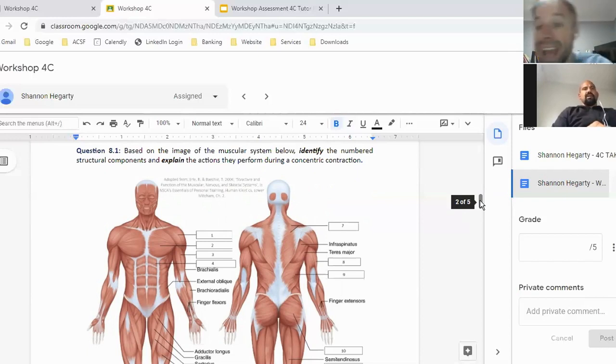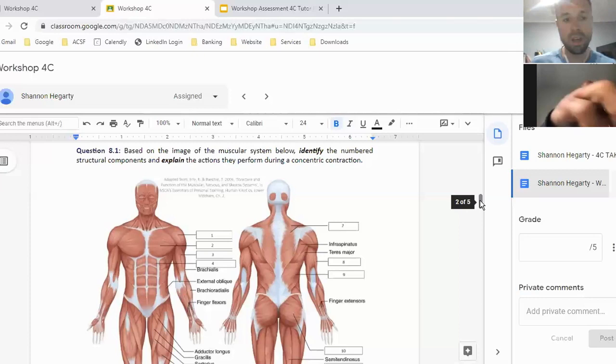Maybe we can think about abduction. Yeah, it would be abduction, so moving the arm out to the side. The anterior deltoid is its prime mover. That's very good. So just write shoulder abduction. You always want to write the joint and then the movement at that joint. That's what it's primarily responsible for. It also has a small role in shoulder flexion, so lifting your arm up in front of you, like if you do front raises or plate raises. So I'll put that down as well: shoulder abduction, shoulder flexion.